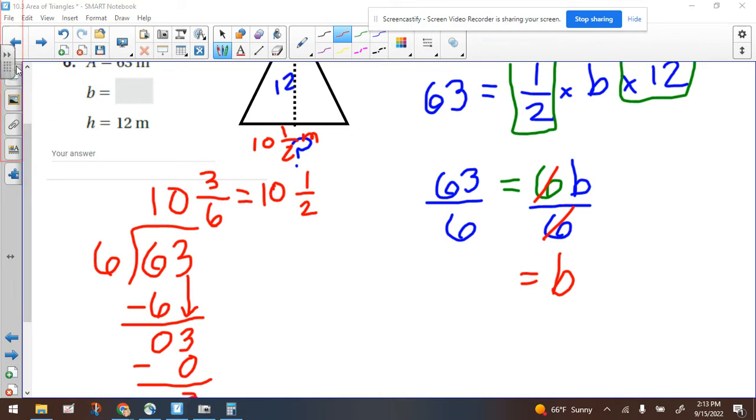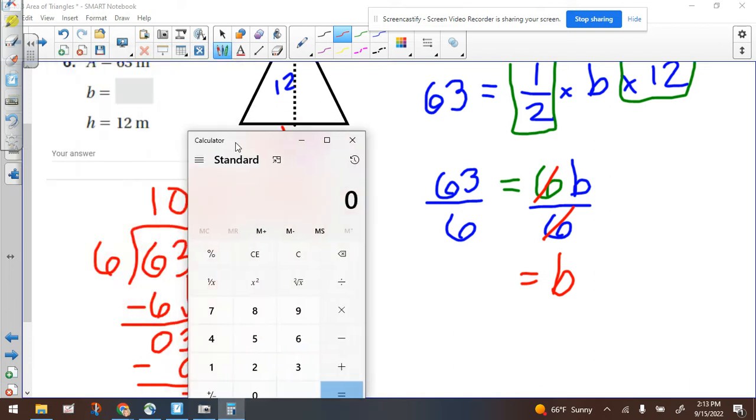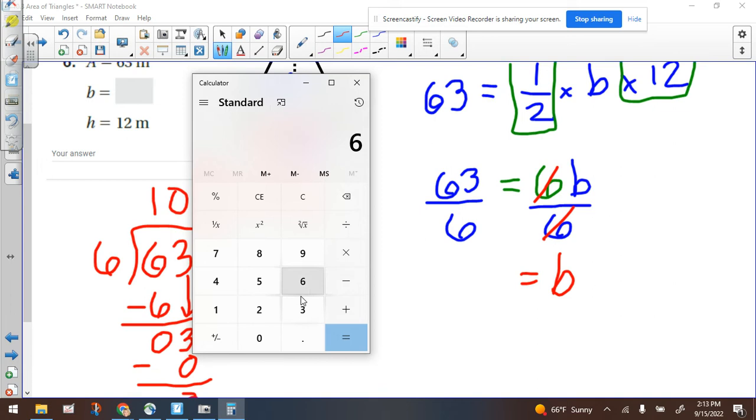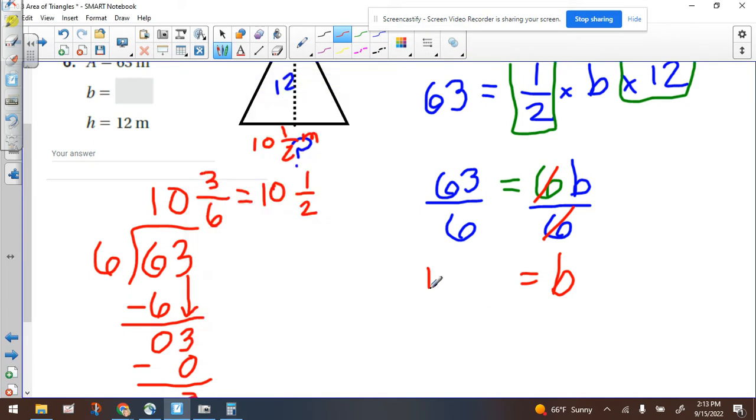Now, what if we were allowed to use a calculator? Let me take out my calculator. When we were at this point, instead of doing this red algorithm for the division, if we're allowed to use a calculator, I just want to make sure everybody knows how to do that. We would do 63, so that's taking this number right here. The fraction bar means divide, so we'd hit divided by, and then this number, 6. And we end up getting the equivalent of 10 and a half, which is 10 and 5/10. All right, but again, remember it is meters.